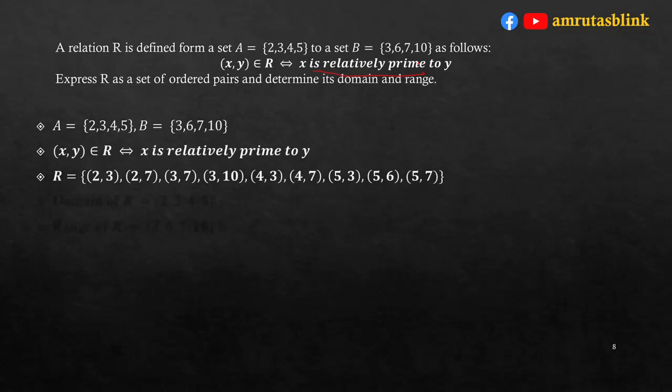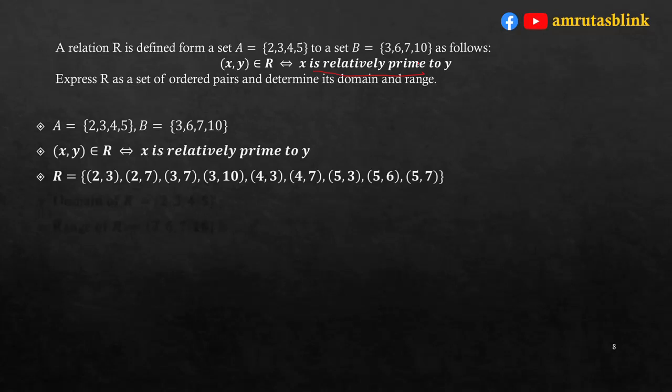Now we can find such pairs from set A to set B. So (2, 3) can be included as relatively prime. (2, 6) is not relatively prime, so we will not include it. (2, 7) is relatively prime. (2, 10) is not relatively prime because 2 can divide 10 completely. Similarly, (3, 3) cannot be included, and (3, 6) also cannot be included. So we have to take (3, 7) and (3, 10).